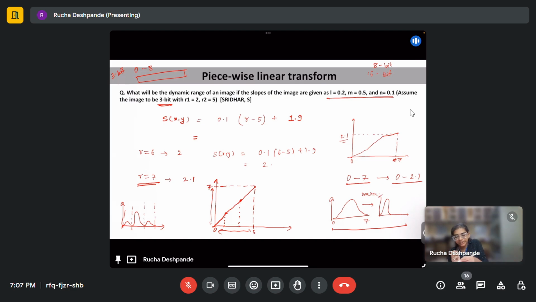So we are just taking examples of different kinds of images. That's why here we are using a 3-bit image. In the previous class we used an 8-bit image. So it will be different for every image.